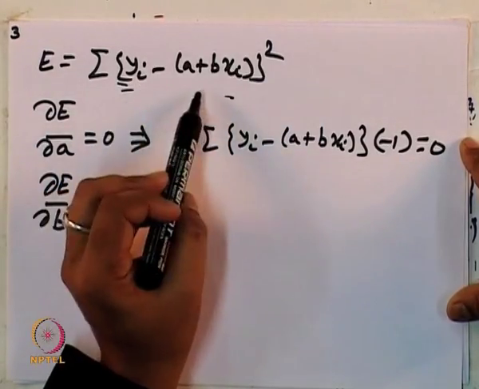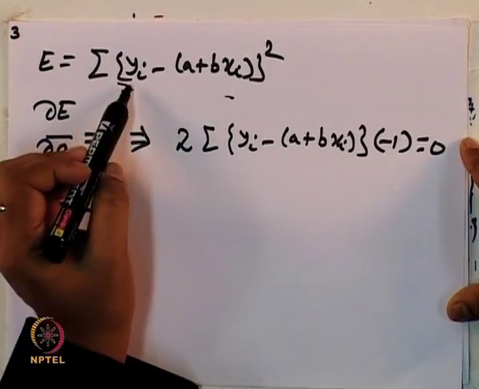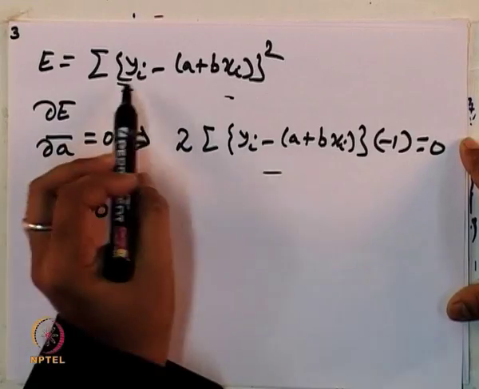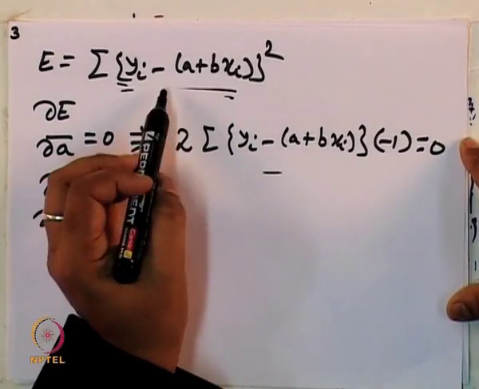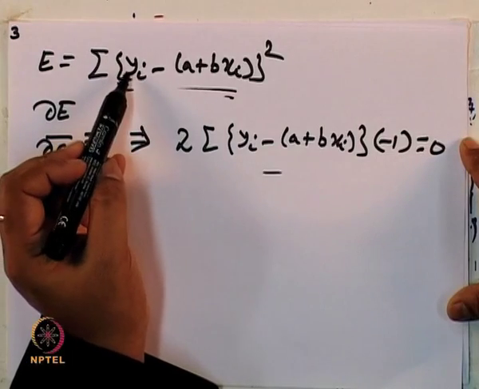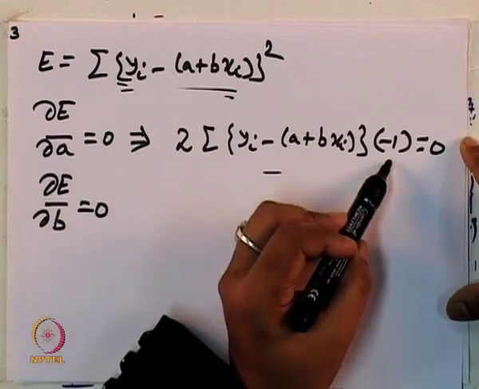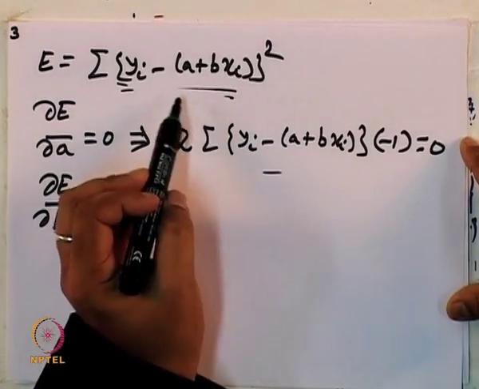This is of the form z square. So, when I take the derivative of z square, I get the form 2z. So, 2 times this z, and then of this, if I take the derivative with respect to a: del yi del a is 0, del of minus a del a is equal to minus 1, and del bxi del a is 0.